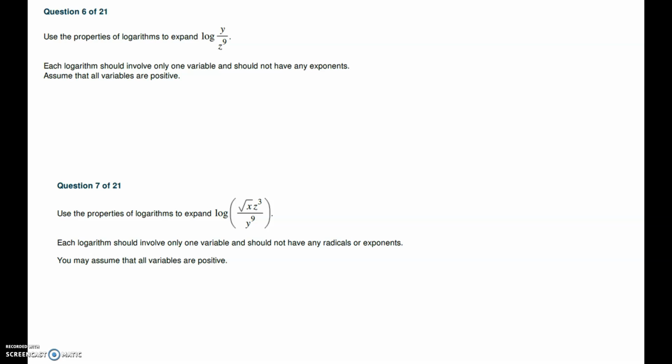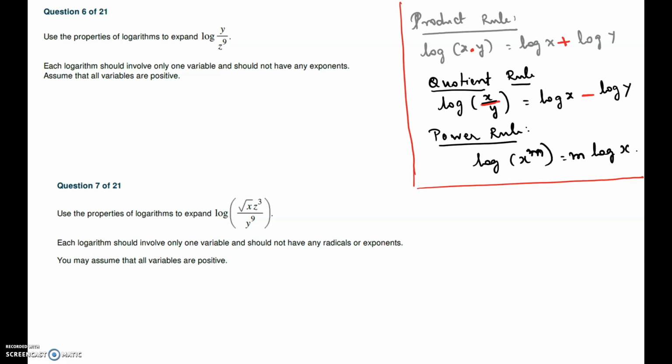Assume that all variables are positive. So we have three properties: the product rule, the quotient rule, and the power rule. Product rule says log of x times y is log of x plus log of y. Quotient rule is log of x divided by y is log x minus log y. Power rule is log of x to the exponent m is m times log x.